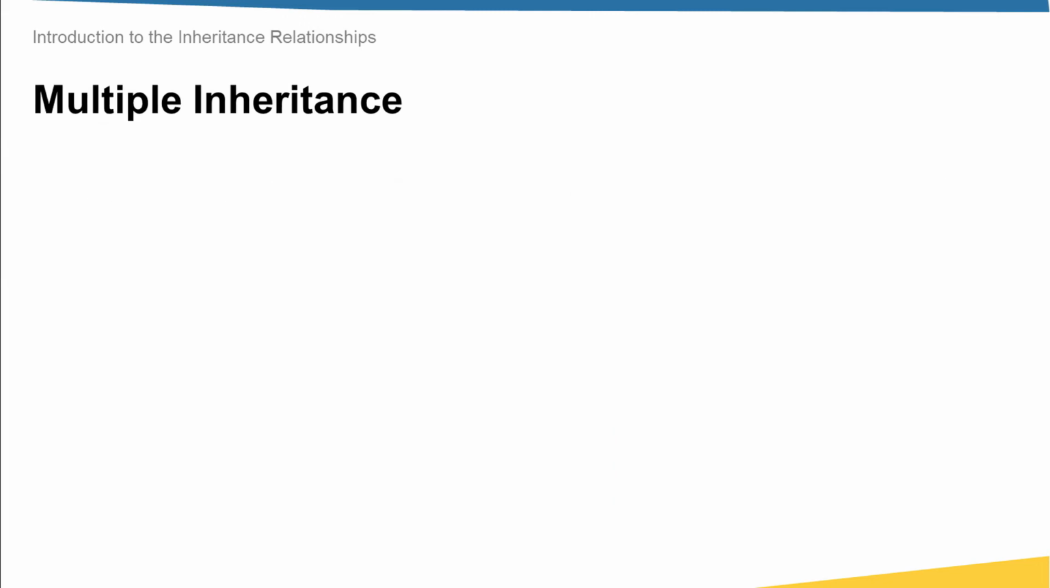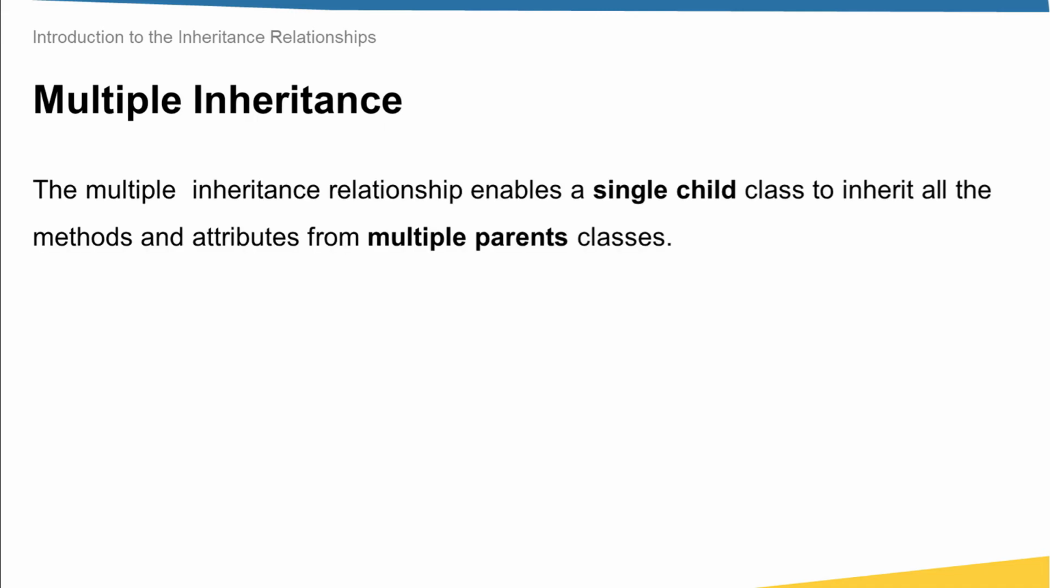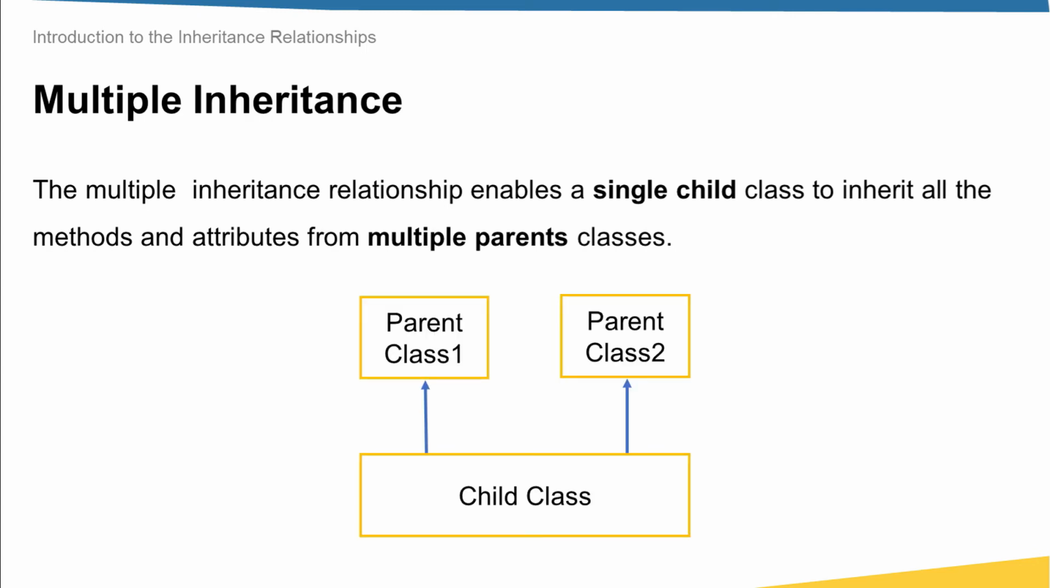The second type of this relationship is multiple inheritance. In this type, usually we have a single child class which inherits all the methods and the attributes from multiple parent classes. So if you want to visualize it, you can understand the relationship like this. We have one child which inherits from parent class 1 and parent class 2. And by the way, you can have as many of these parent classes as you want.